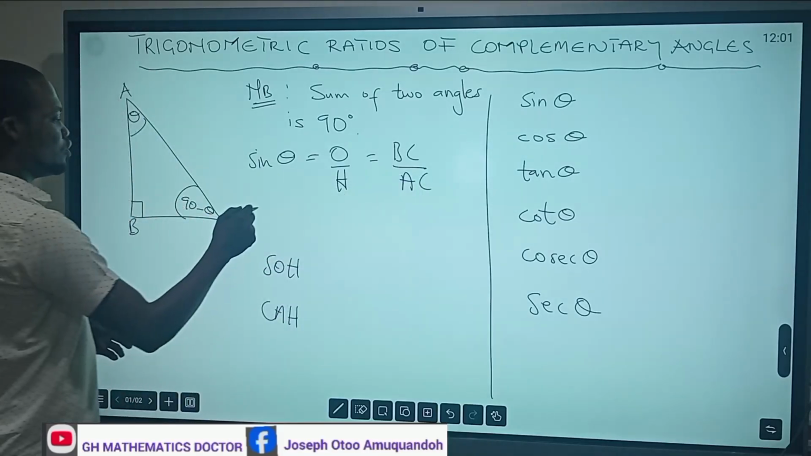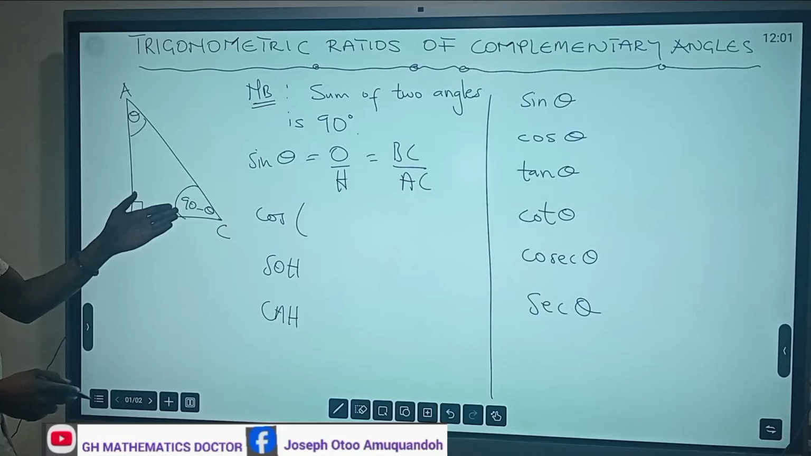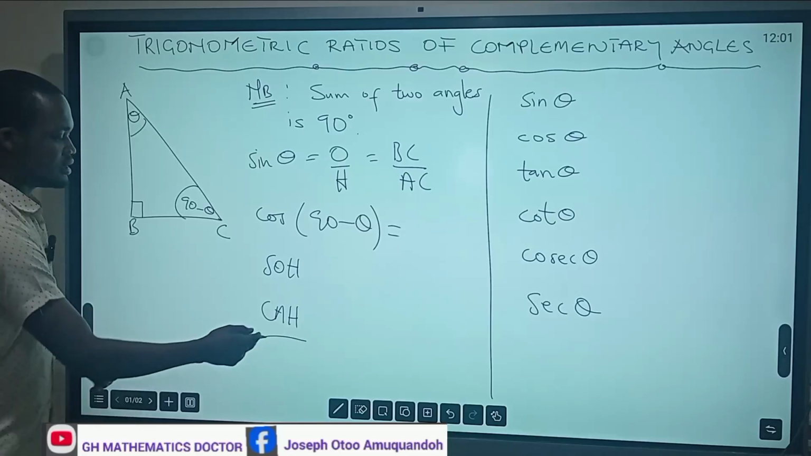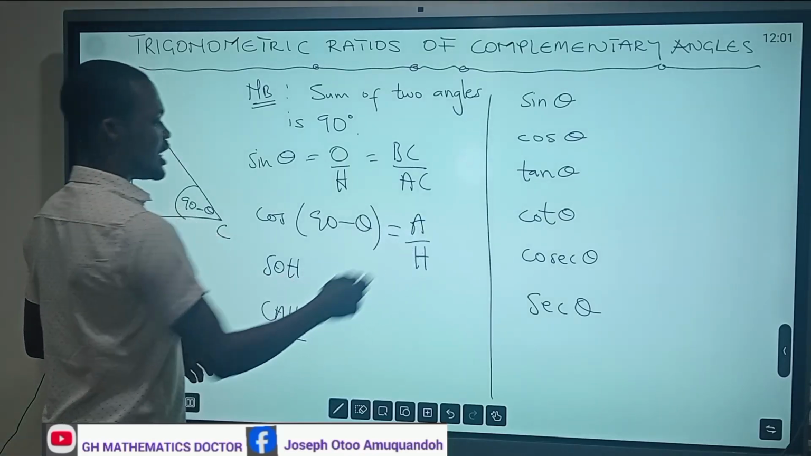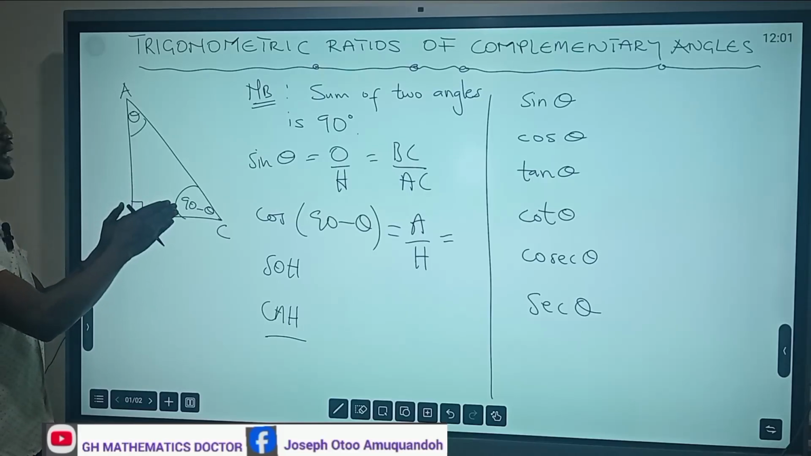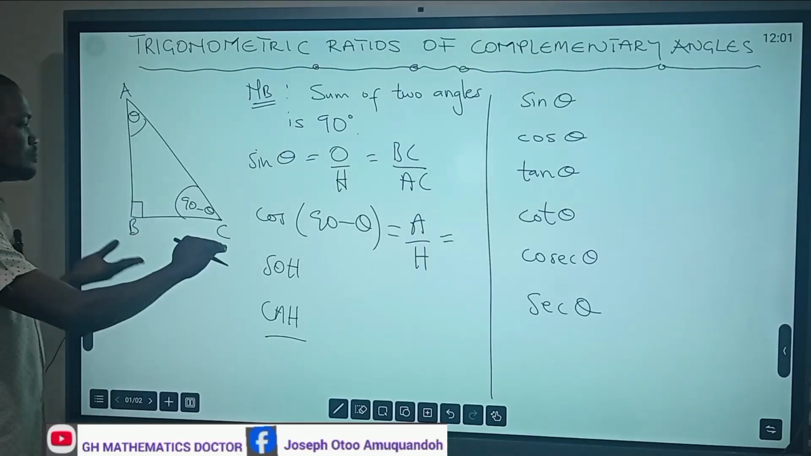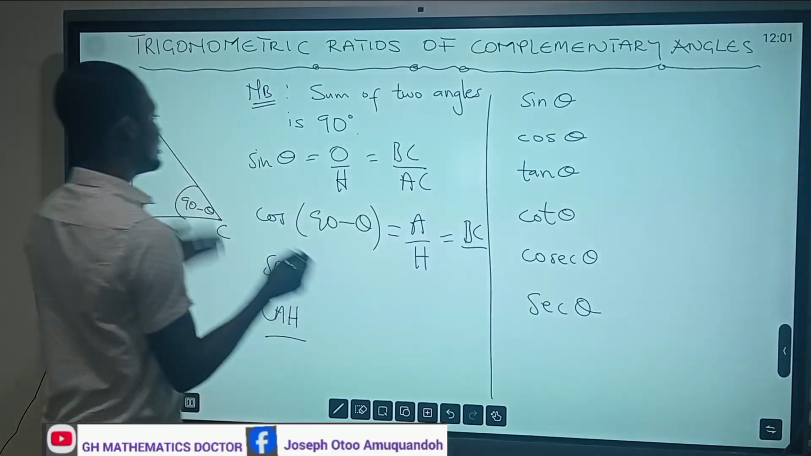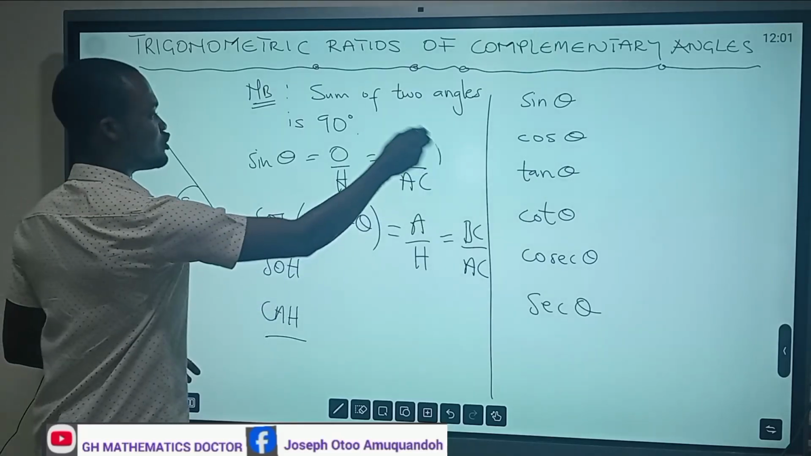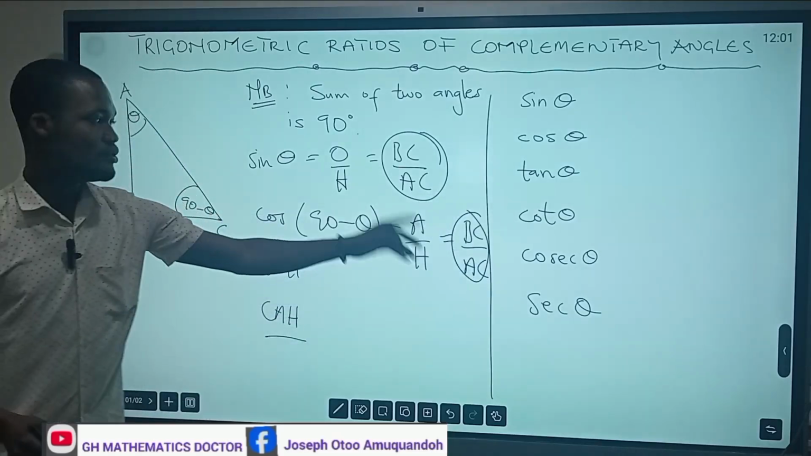In relation to cos, now we are not finding cos theta, but we are finding the other angle, which is cos 90 minus theta. So you know cos is A over H, adjacent over hypotenuse. And what is the adjacent? If we are using the angle 90 minus theta, then here will be the opposite to this angle. So our adjacent will be BC, so BC over the hypotenuse, which is AC. And you can compare the ratio of sine theta and the ratio of cos 90 minus theta. You can see they are the same.